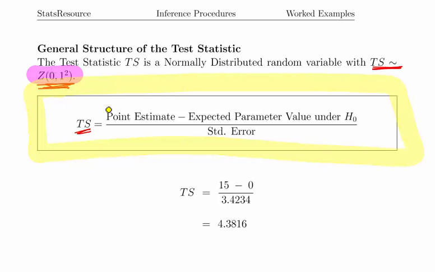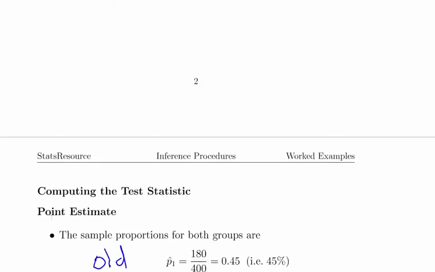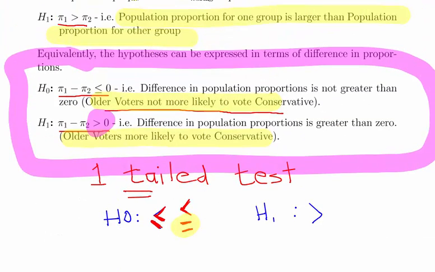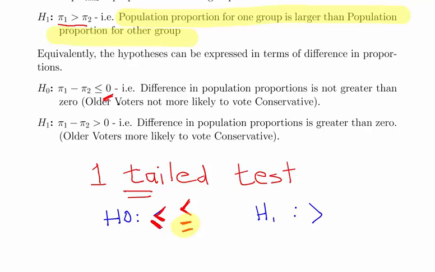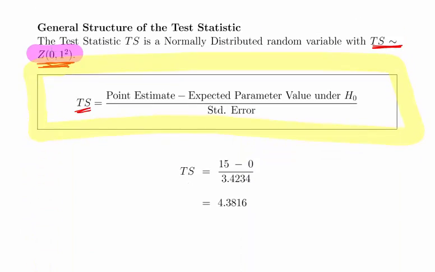Okay, so the general structure of the test statistic is the point estimate, which is the difference in proportions, minus the expected parameter value, which is the expected difference in proportions, or the expected disparity, under the null hypothesis, and it is 0. Now, in the case of one-tailed tests, it's a little bit less clear, but essentially it's whatever number you have written here. So it's the expected parameter value under the null hypothesis. Okay, so it's 15 minus 0 divided by 3.4234.